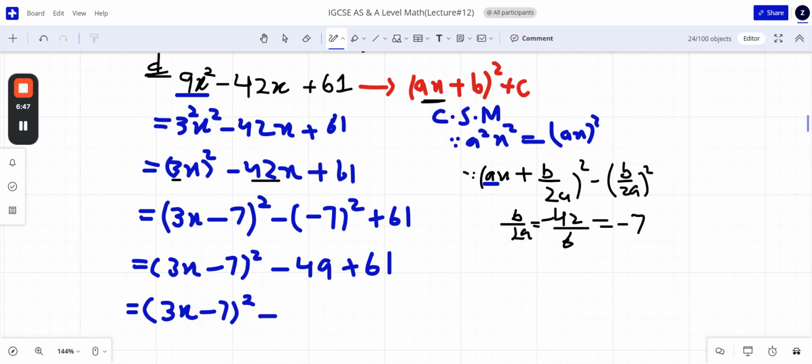So it would be equal to, the bigger number has a positive sign, so we will put the positive sign here, so plus 12. So this is our required form. The value of a is 3, the value of b we got is minus 7, and c is 12.